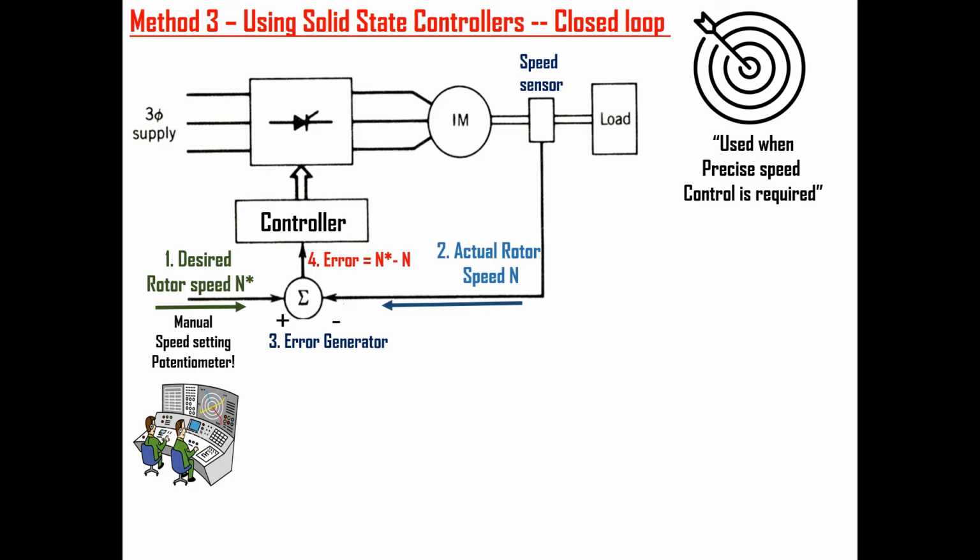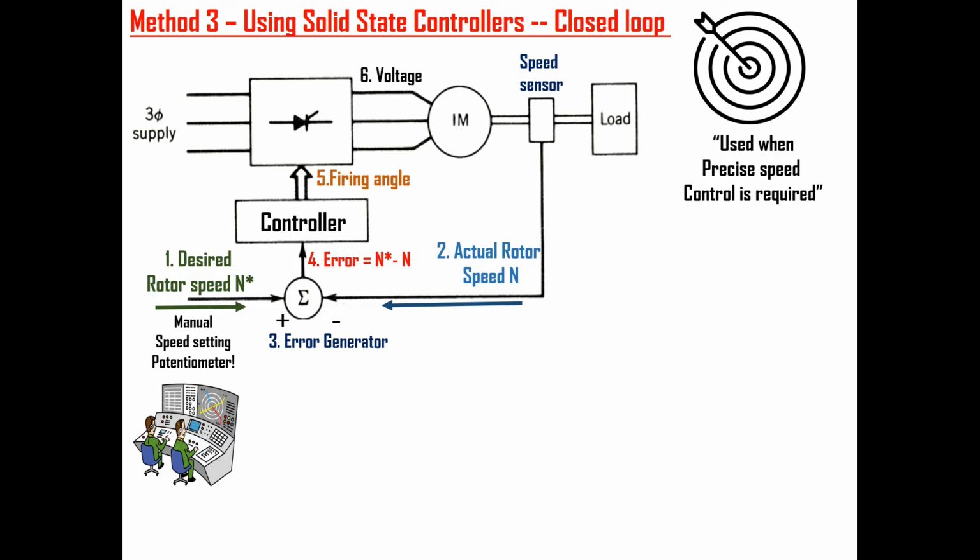Based on the error, in step 5, the controller will control the firing angle for all the 6 anti-parallel thyristors. For simplicity, I have shown only one in this block diagram. Based on the firing angle, the solid state controller will vary the voltage in the induction motor.